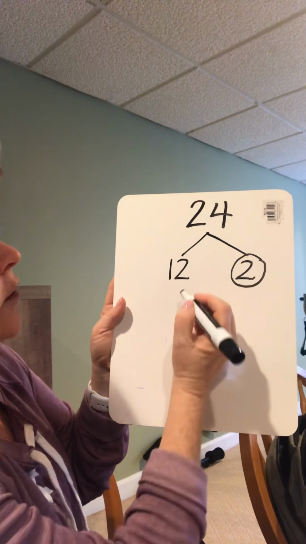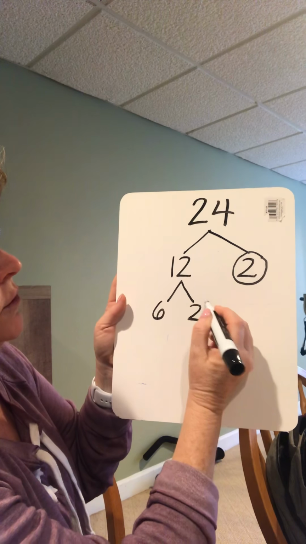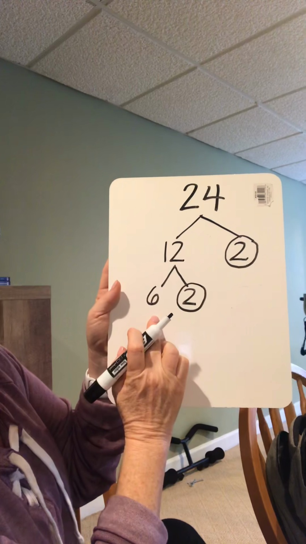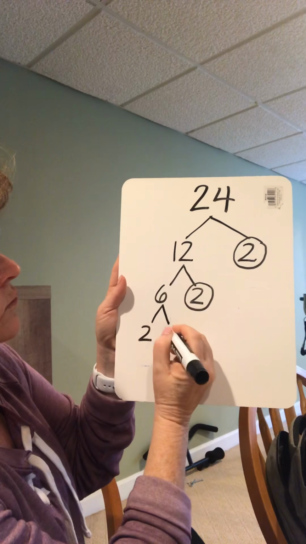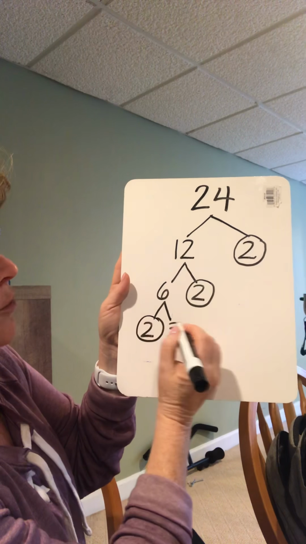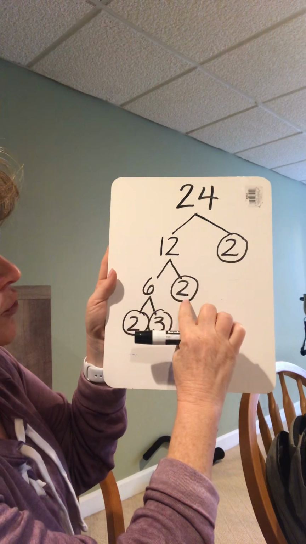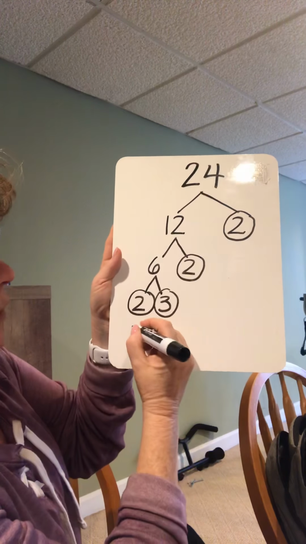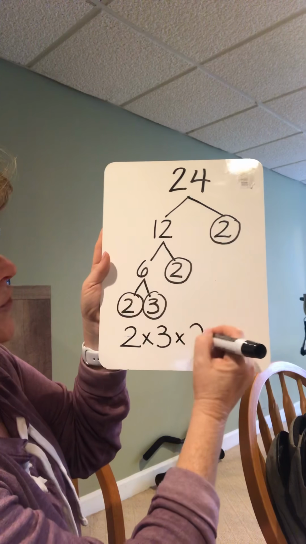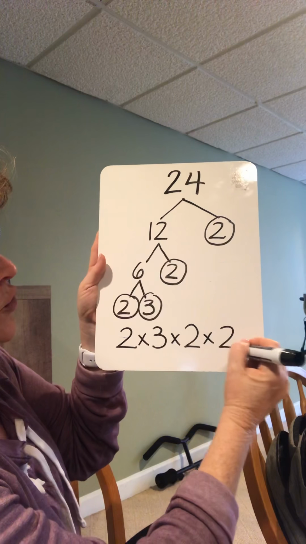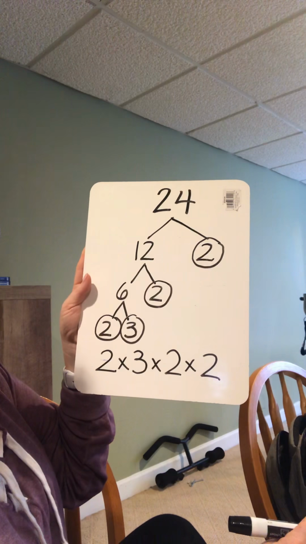So I need to deal with 12. Well, I know that 6 times 2 is 12. But you know what? I know that 3 times 2 is 6. And those numbers are prime. So 2 times 3 times 2 times 2 equals 24. And so we have factored the number 24.